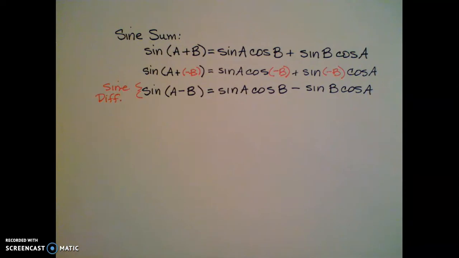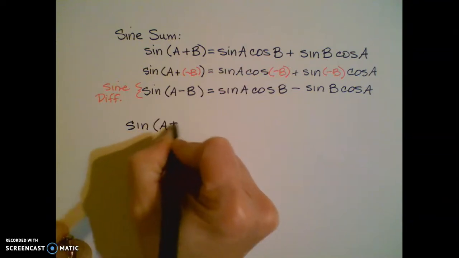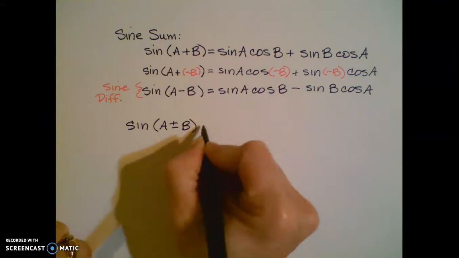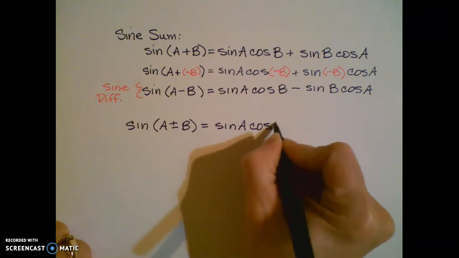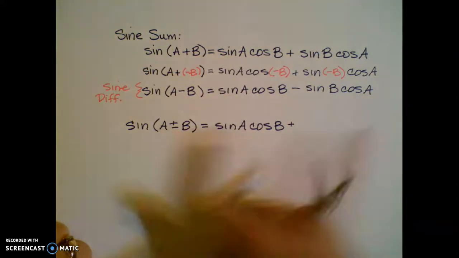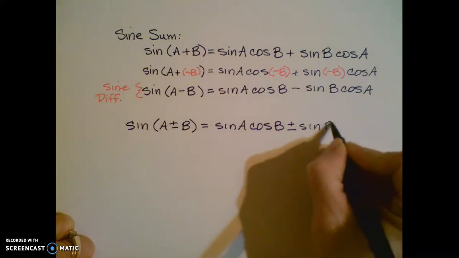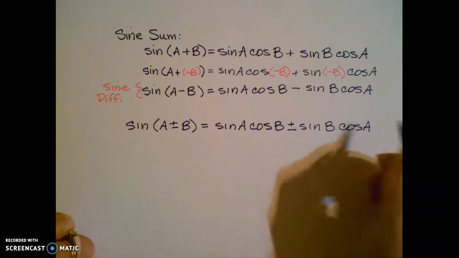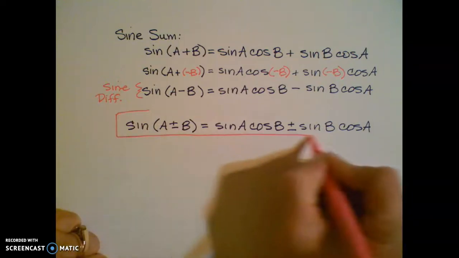Now, typically in our book, they're going to write the sine sum and the sine difference identities as one identity. And the way that we'll see that is they'll say the sine of A plus or minus B is equal to the sine of A times the cosine of B. Here where it was a plus, that's a plus. Where it's a minus, this is a minus. So there again, we get our plus or minus, sine B cosine A. And that represents then the sum and difference identities for sine.